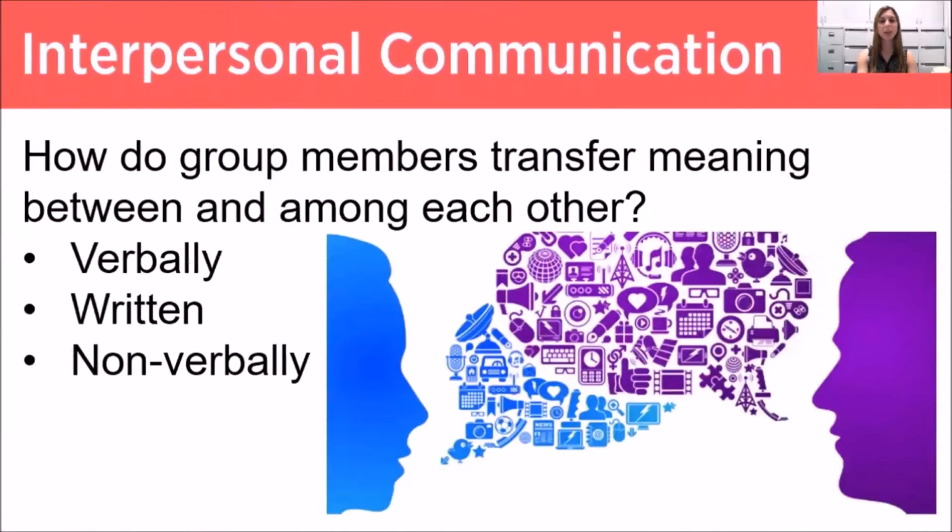When we look at interpersonal communication, we're referring to the communication between ourselves and other people. So we need to consider how other group members transfer meaning between and amongst each other. These can be through verbal, written, or non-verbal means of communication. And I will go through these now to talk more in detail about them.